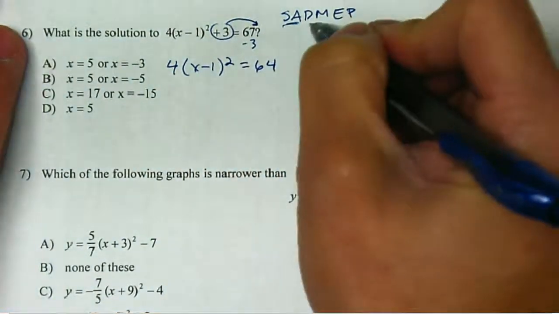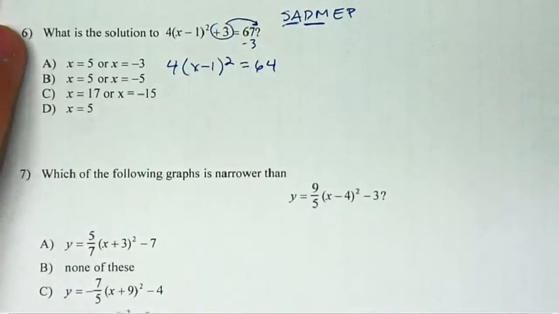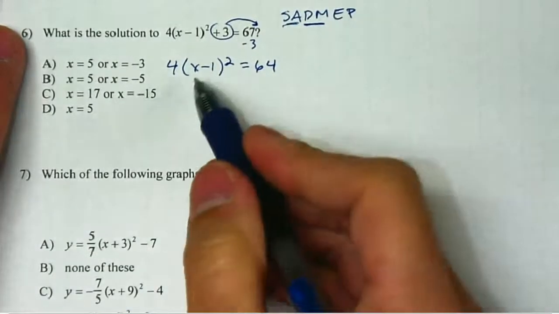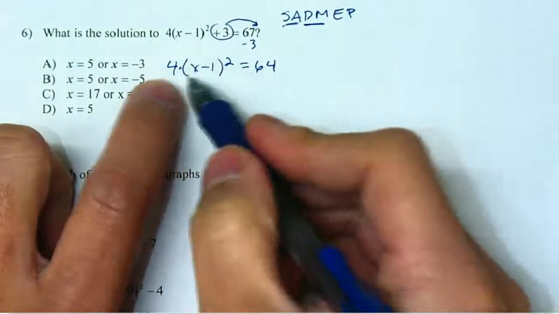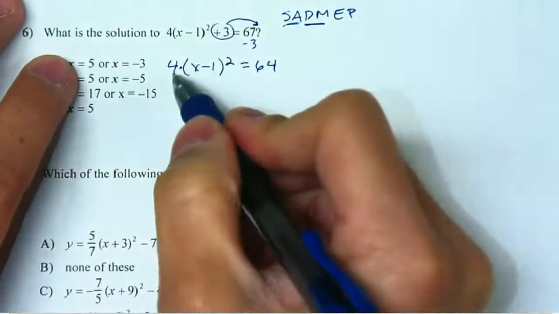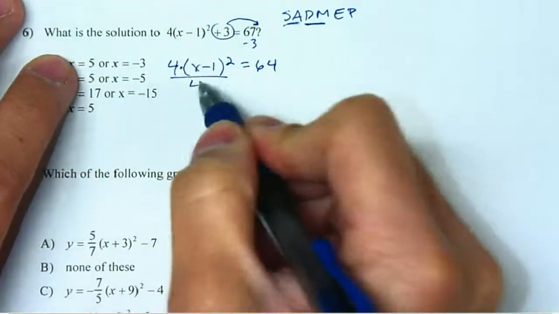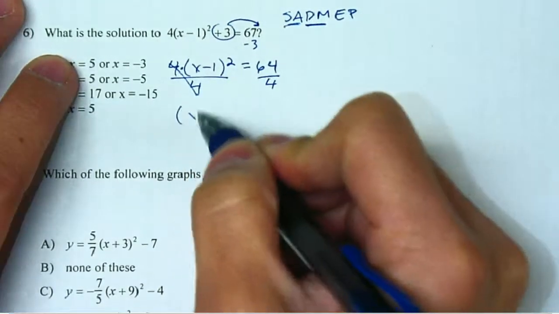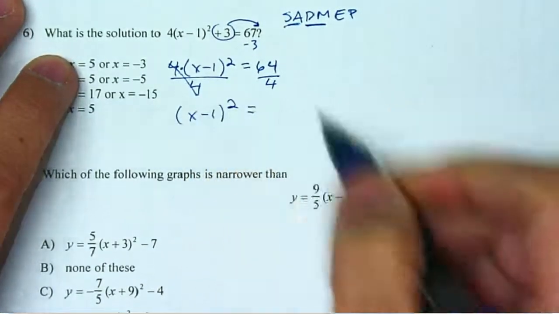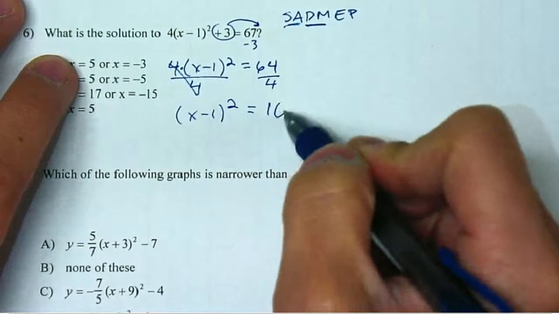Next, I want to move any division or multiplication on this side of the problem. So I notice there's a times 4 here. I don't want to distribute it, I want to move it. And so the way we move multiplication is by dividing. And now it moves to this side. I get x minus 1 squared is equal to 64 divided by 4 is 16.